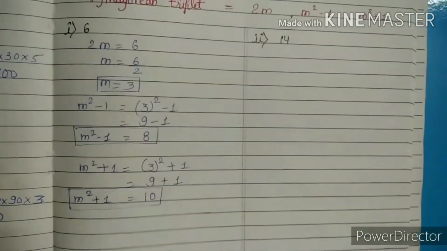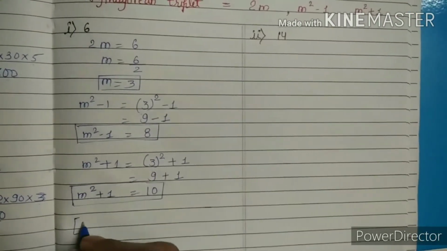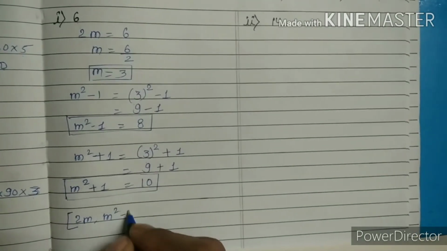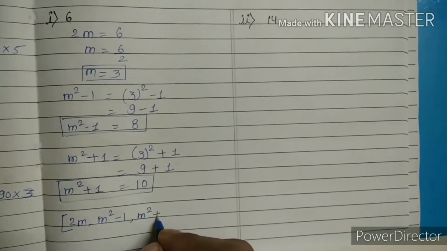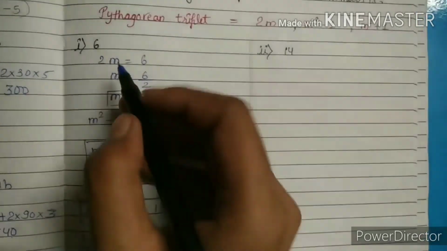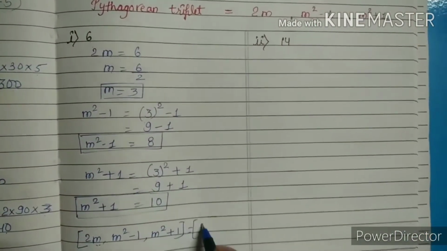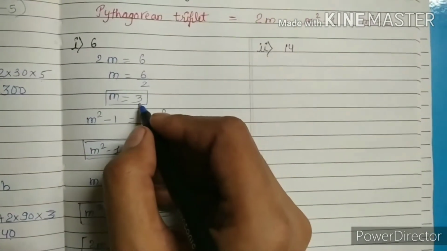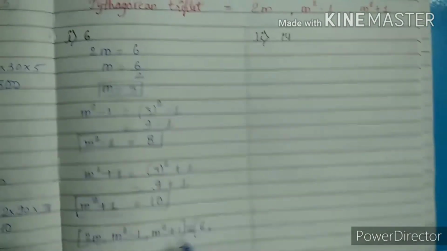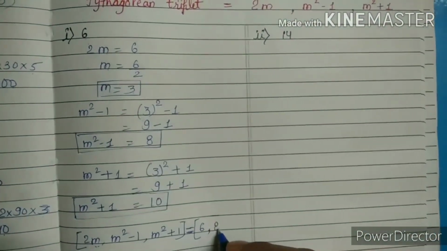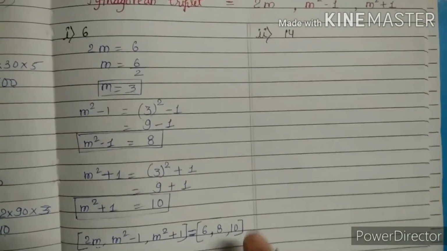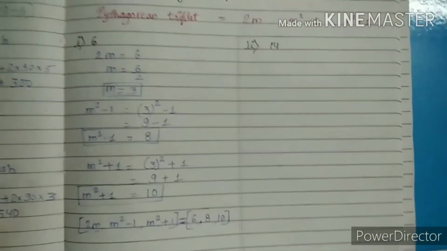So the set of the Pythagorean triplet is 2m, m square minus 1 and m square plus 1. So 2m value is what? 2m value is 6 that we supposed, and that is true. We took the value of m, that's why it is true. Now m square minus 1 value is 8 and m square plus 1 value is 10. So this is the first set of the Pythagorean triplet for 6.